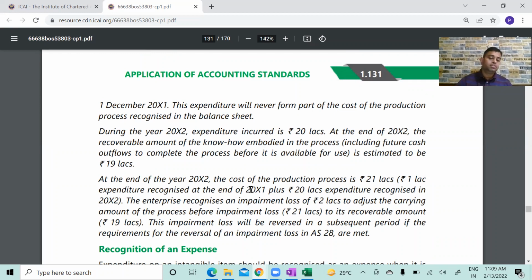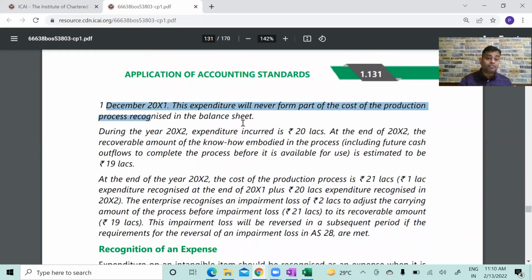Correct. Next. During the year 2012, the expenditure incurred is rupees 20 lakhs. At the end of 2012, the recoverable amount of the know-how embodied in the process, including future cash outflows to complete the process before it is available for use, is estimated to be 19 lakhs. At the end of the year 2012, the cost of production process is 21 lakhs. 1 lakh expenditure recognized at the end of 2011 plus 20 lakh expenditure recognized in 2012.